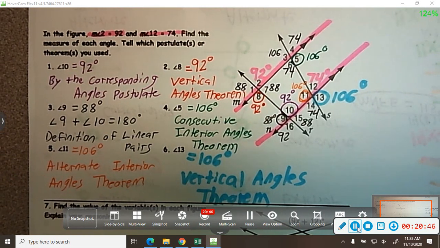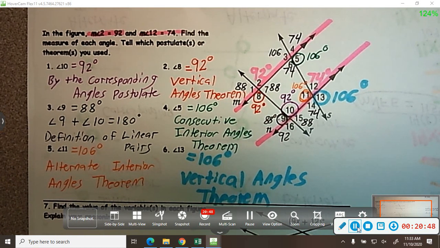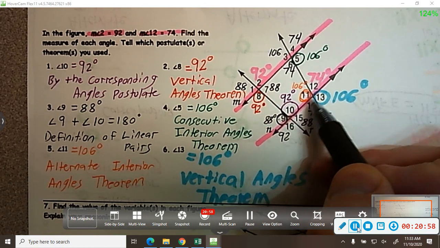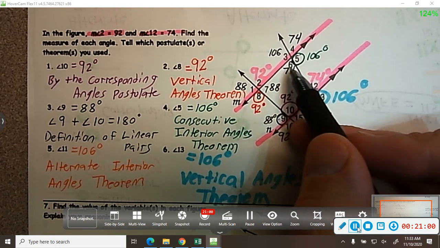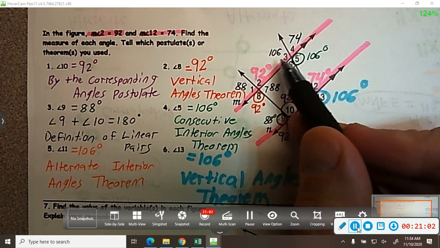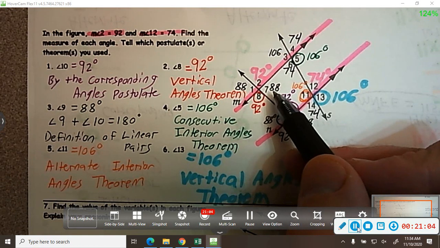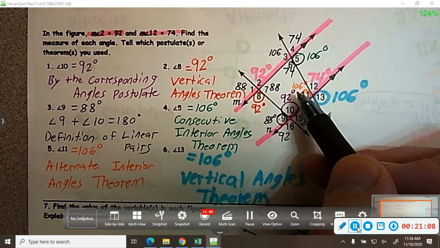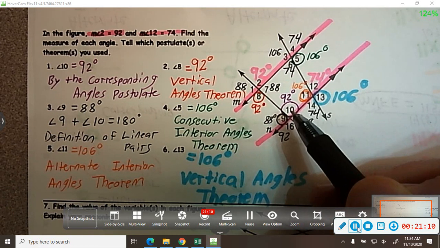So now I have all of these angles, and if I really, really wanted to, I could take 74 plus 88 plus 92 plus 106. I could take these four angles that are inside a quadrilateral. Four angles in a quadrilateral add up to 360. And if I take 74 plus 88 plus 92 plus 106, I get 360. So that's another way to check my work.